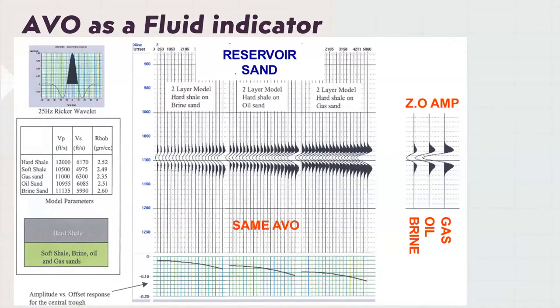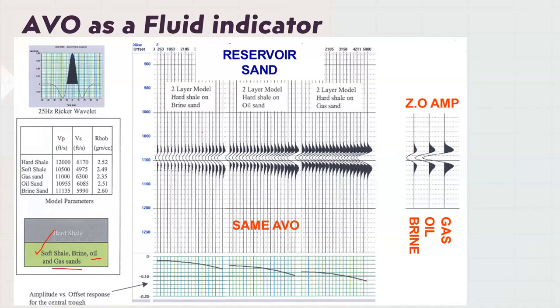So another beauty of this AVO analysis is that it can also indicate the fluid. Fluid means either oil, gas, or brine. So that is also one of the beauties of AVO analysis. In this case, we are showing a two-layer model, which is hard shale over soft shale, where we either have brine, or gas sand, or oil sand.